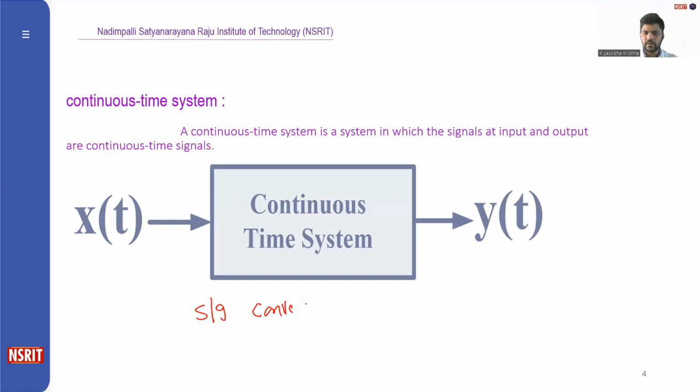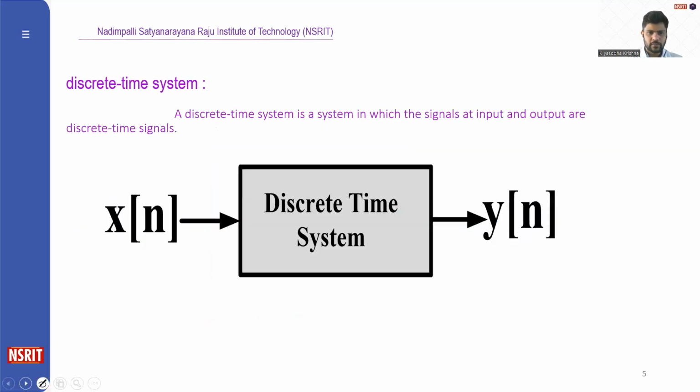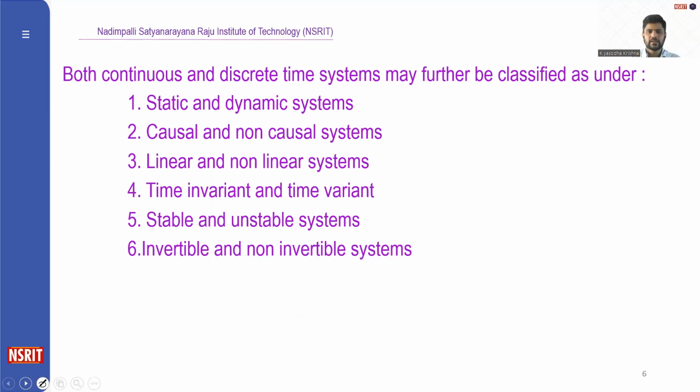If the signal conversion is continuous in nature, that is a continuous time system. In a similar way, if the nature of the signal is discrete, and we convert one type of discrete signal to another type of discrete signal, that nature we can call discrete time systems.